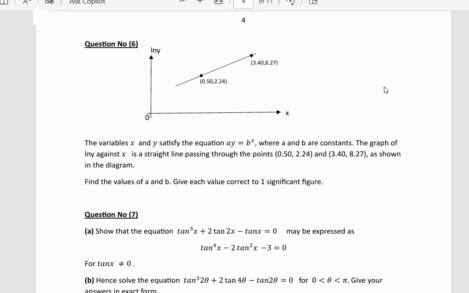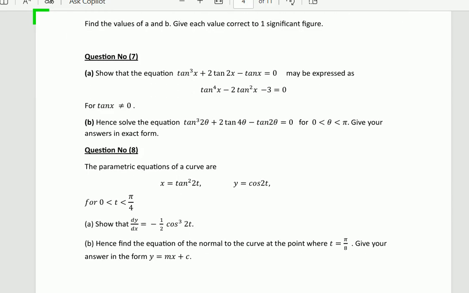The next one is question number 6. The variables x and y satisfy the equation ay equals b raised to the power x, where a and b are constants. The graph of ln y against x is a straight line passing through the points (0.50, 2.24) and (3.40, 8.27), as shown in the diagram. Find the values of a and b. Give each value correct to one significant figure. So we shall find out the values of a and b.